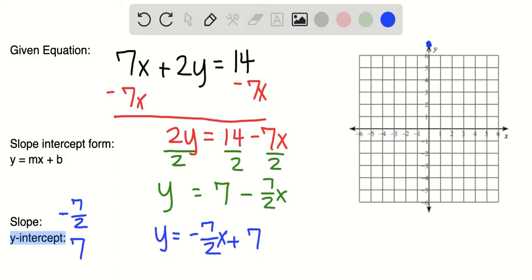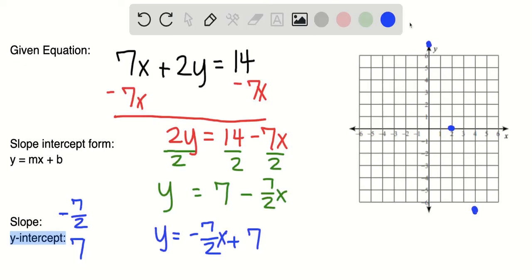And then my slope is negative 7 over 2, so that means I'm going to rise negative 7 and run 2. So I'm going to count 7 down, 1, 2, 3, 4, 5, 6, 7, and run 2, 1, 2. This is a pretty steep graph. And then you can continue doing that to show more points on the graph, down 1, 2, 3, 4, 5, 6, 7, run 2. So again, that'll be off the graph.